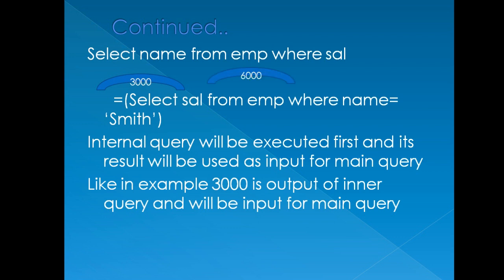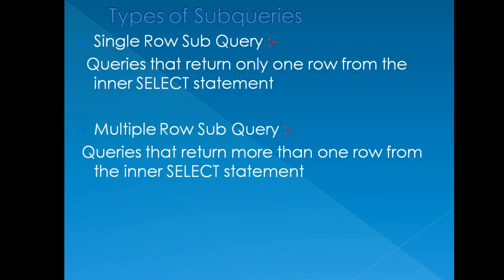Here your internal query is returning more than one value, and in this case, this query is a multiple row subquery. Whereas if it is returning only one value, it is a single row subquery. So mainly there are two types of subqueries: single row subqueries, which give you only one output, and multiple row subqueries, which give you multiple values.